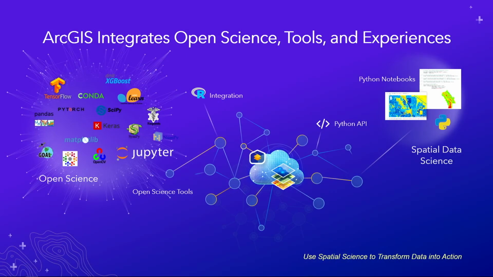To help you transform this data into action, ArcGIS integrates open experiences, our R integration and our ArcGIS Bridge, two examples, and then the Python API with ArcPy and the ArcGIS API for Python, integrated with Python notebooks. And then the open scientific libraries and APIs and tools, such as TensorFlow, Keras, PyTorch for machine learning, or Pandas and NumPy for data wrangling.